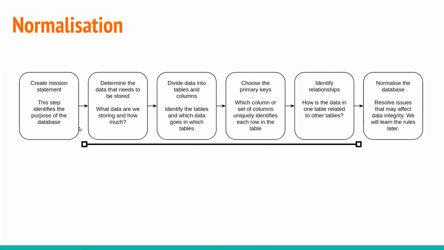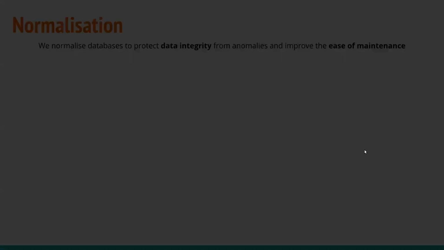So, we've done these 4 steps. That's what the entity relationship diagram allowed us to do. The center 4 steps are all done when you make that little diagram. But this one extra step on the right here, normalizing the database, resolves any issues that may affect data integrity. And we'll learn about the rules now.